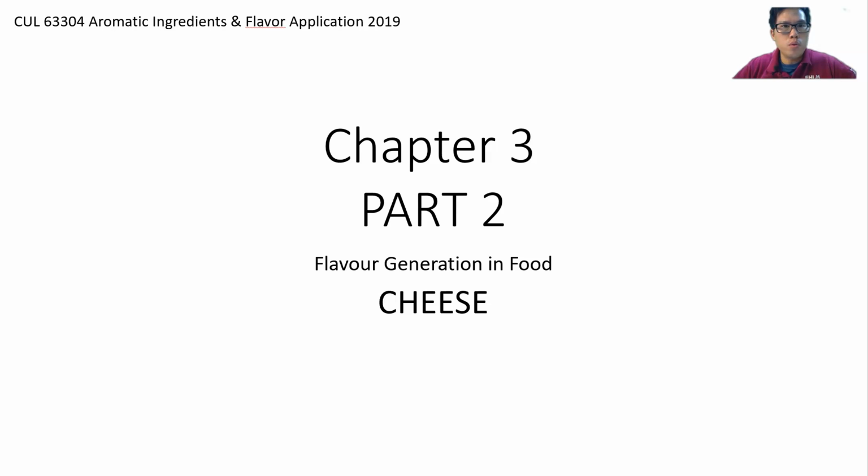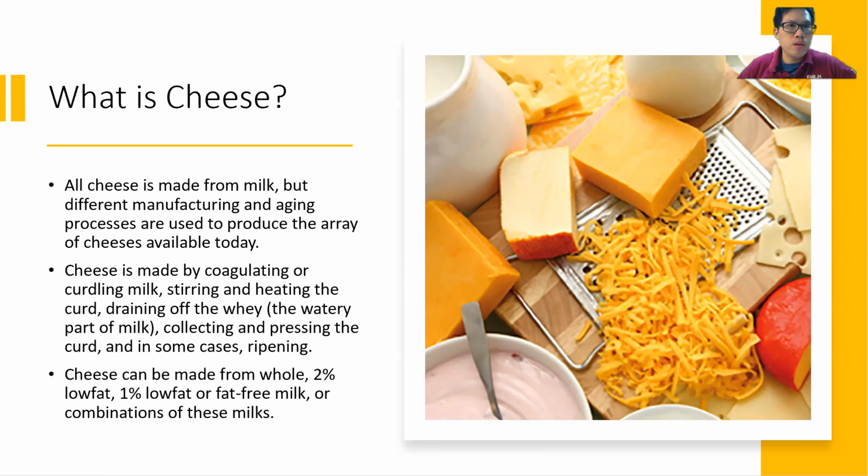Okay, welcome to the Aromatic Ingredient and Flavor Application, Chapter 3, Part 2. In this part, we're still going to continue to talk about flavor generation in food. In the previous Part 1, we used meat as an example, and this time we will be using cheese as an example, okay? Alright, let's look at it.